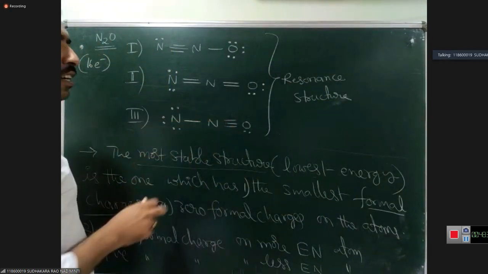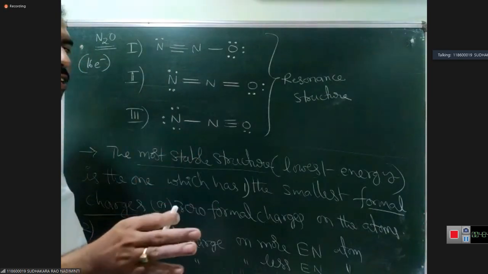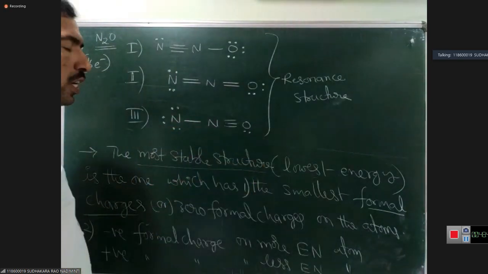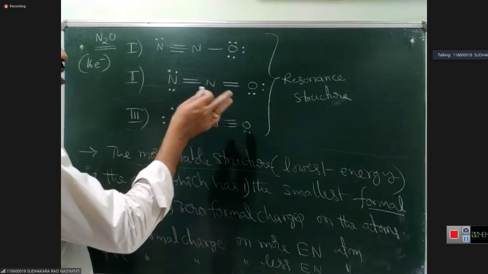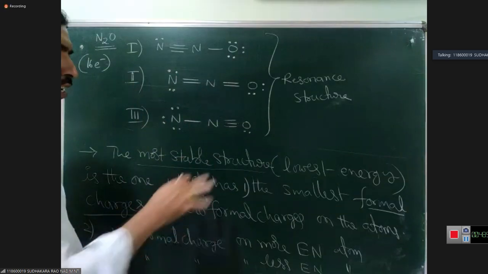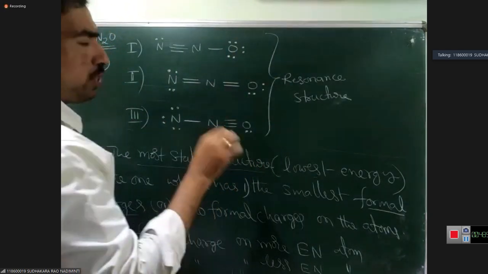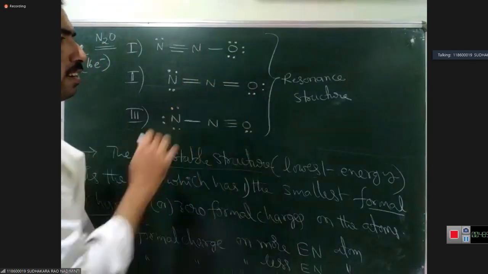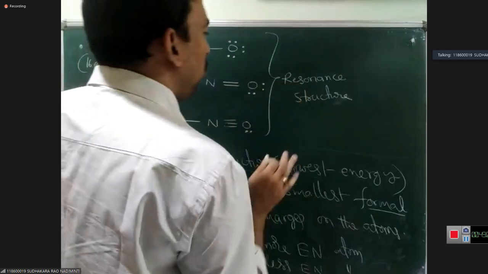This is the skeleton structure. Don't change the skeleton structure; the atoms' positions should not be changed. Only the electronic arrangement changes, with somewhere a single bond, triple bond, double bond, or lone pairs. Using the rules, we can write three ways. So totally we obtain three structures.